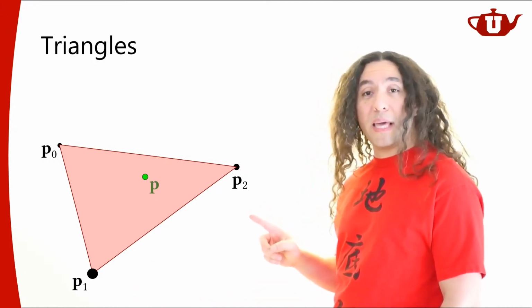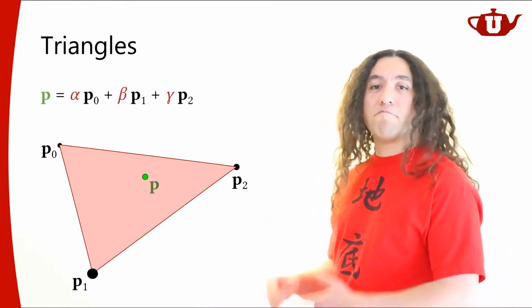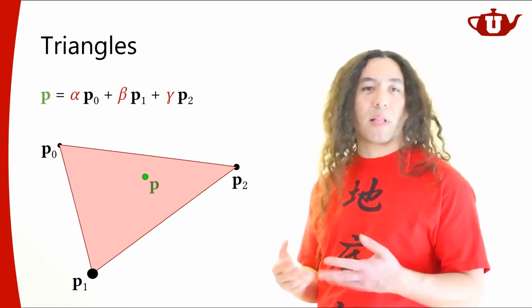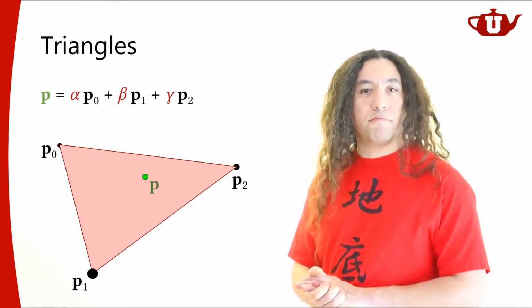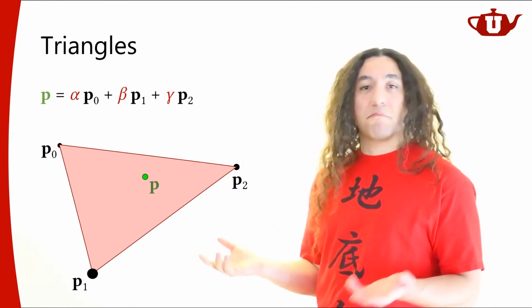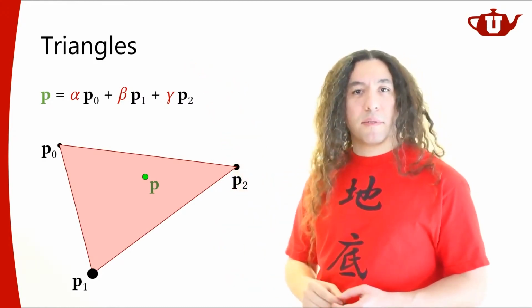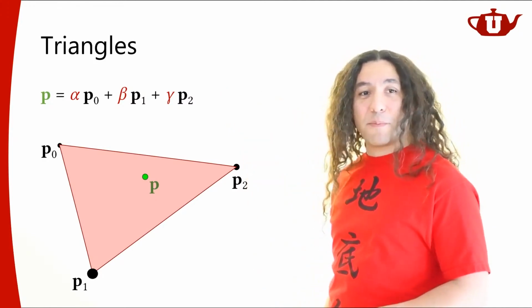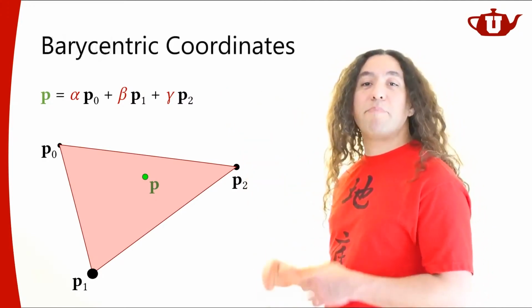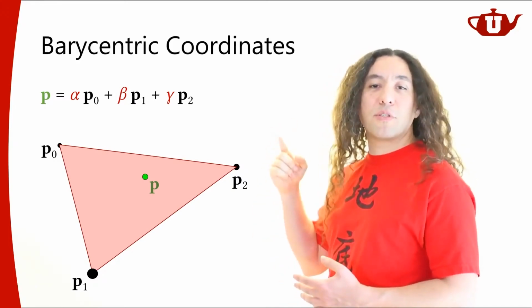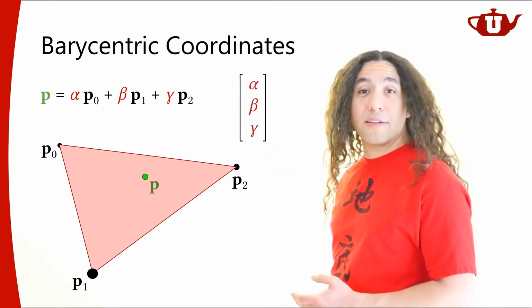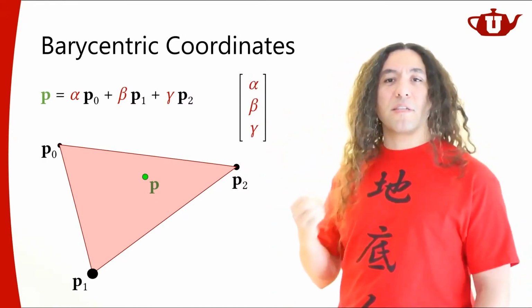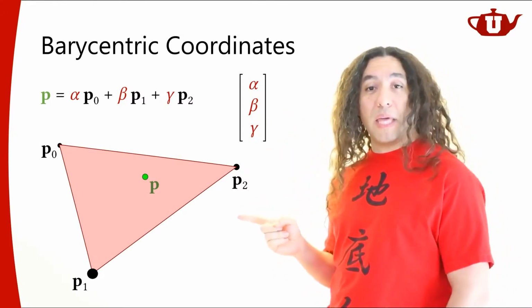So I can write this point P as a linear combination. Let's say P is equal to alpha P0 plus beta P1 plus gamma P2. Good? Just some numbers, whatever they are. Turns out we have a very specific name for this kind of representation. We call it the barycentric coordinates of this position P on this triangle. So this alpha, beta, gamma is going to represent the barycentric coordinates of this point P on this triangle.